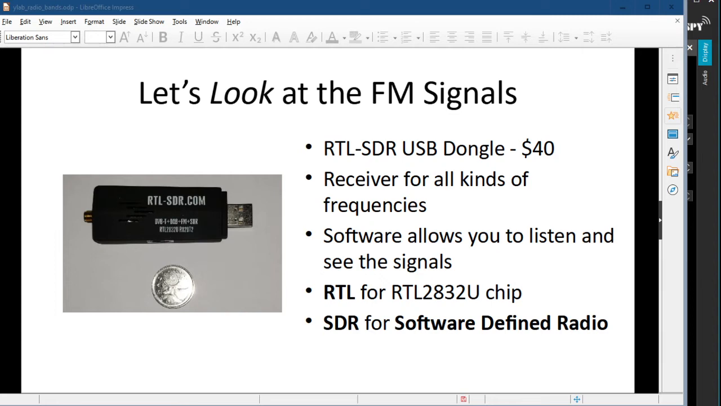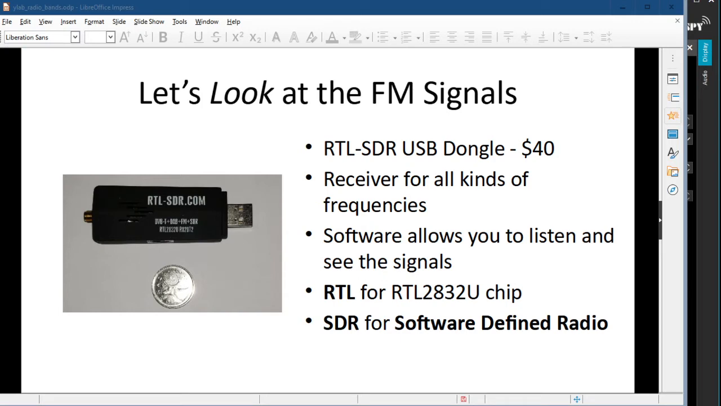That doesn't mean anything to you, but this is a very flexible chip that was designed for digital television. It can handle all kinds of frequencies and all kinds of bandwidth. And again, because it's for digital television, it was designed to interface with computer equipment. The SDR part is for software-defined radio, and that's where the PC comes in.